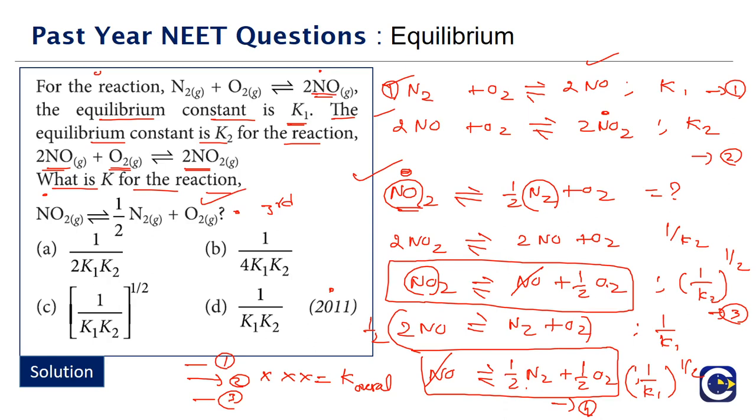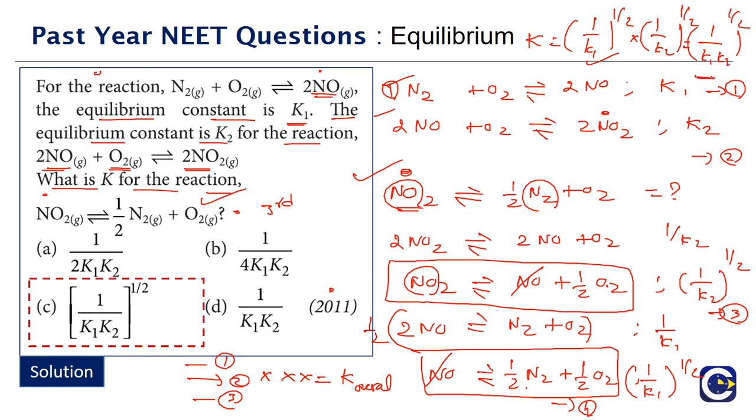By adding the third equation and fourth equation, we are getting the overall equation. So the K value will be equal to the product of the equilibrium constants. That means 1 by K1 power half into 1 by K2 power half, which is equal to 1 by K1 K2 whole power half. Check it. What will be the answer for this one? Option C is going to be the answer.